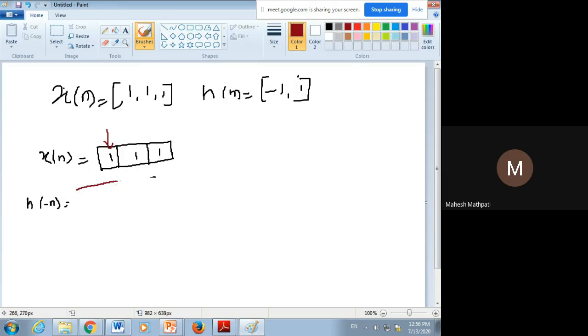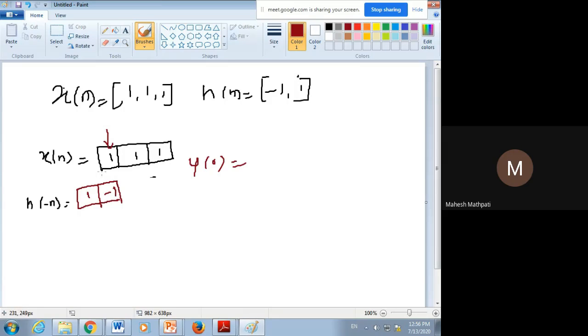Okay, so this is the table I'm going to draw. So I am folding that part. So it is -1 and 1. Now if I want to write y of 0, what is the answer? What will be the answer for y of 0? Anybody? -1. Yes, it is -1.